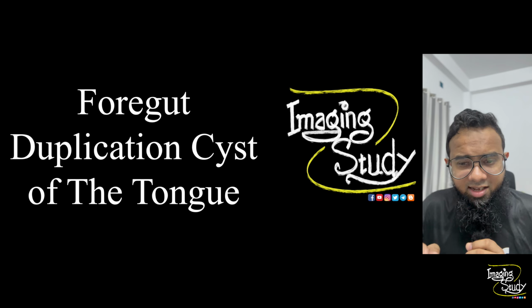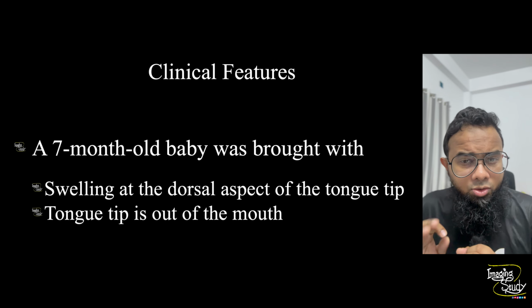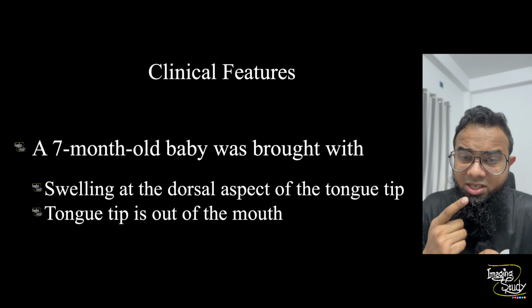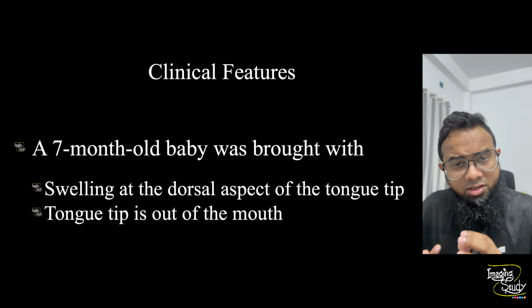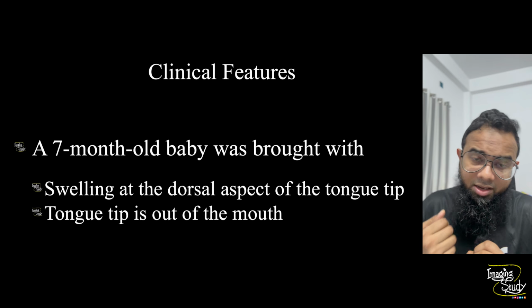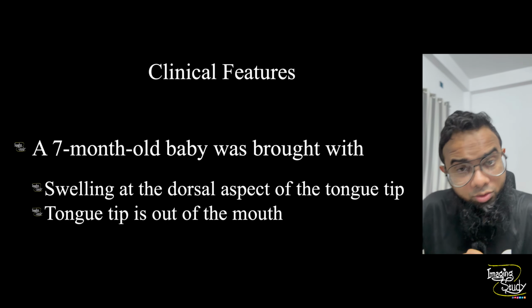Today we're going to see a case of Foregut Duplication Cyst of the tongue. This is a 7-month-old baby who came with a swelling at the dorsal aspect of the tip of the tongue at this part. So the tongue is always kept outside the mouth, so she can't put it back into the oral cavity. So let's see what we have got on ultrasound.